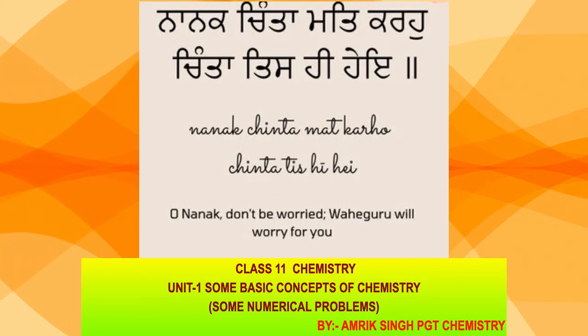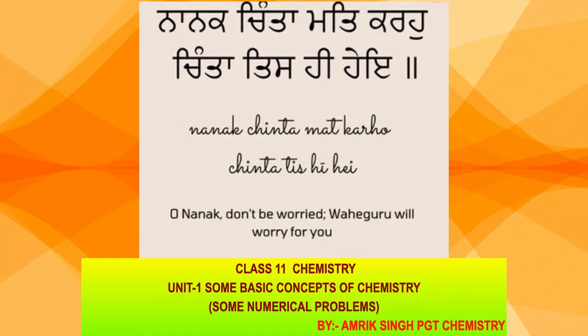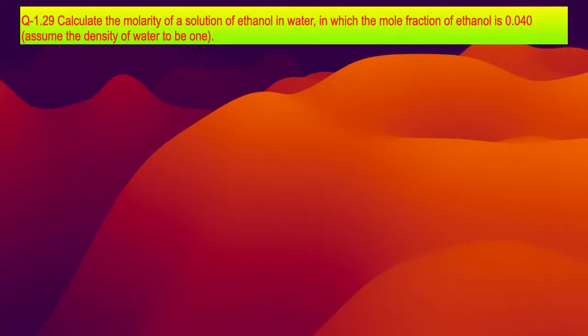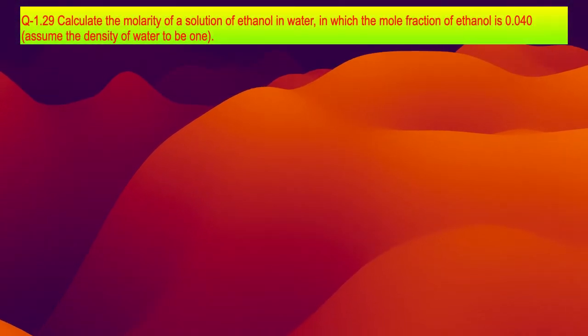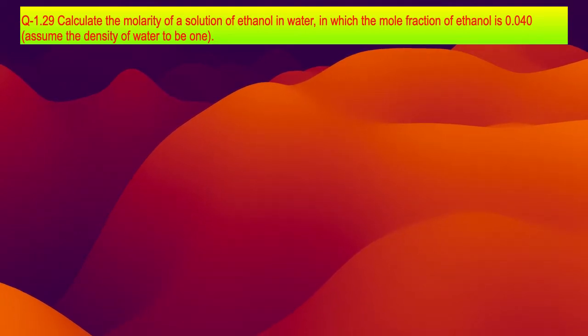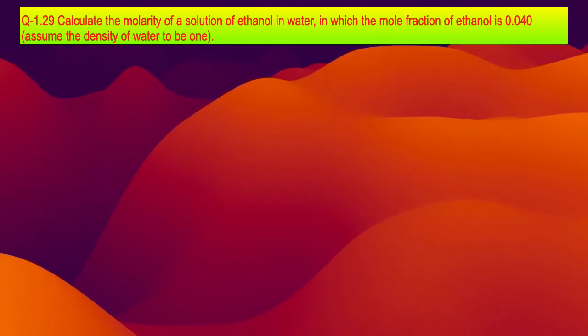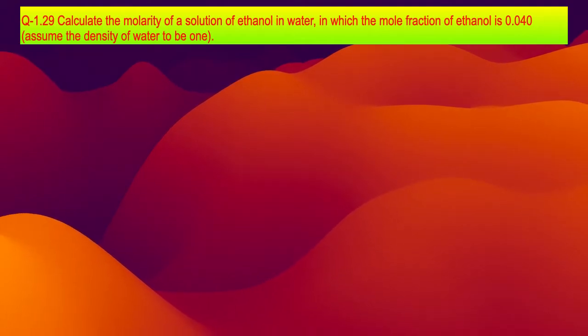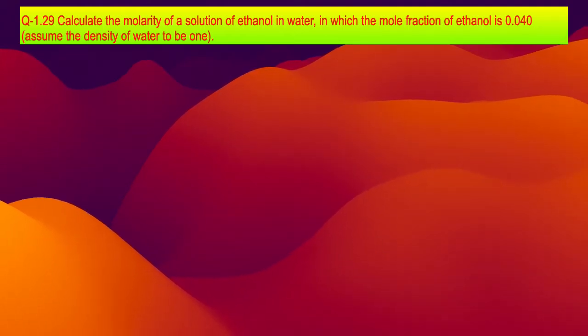Class 11 chemistry, we are going to discuss some basic concepts of chemistry, some numerical problems of this unit. Now the numerical number 1.29 of the NCERT exercise: calculate the molarity of a solution of ethanol in water in which the mole fraction of ethanol is 0.040. Assume the density of water to be 1.